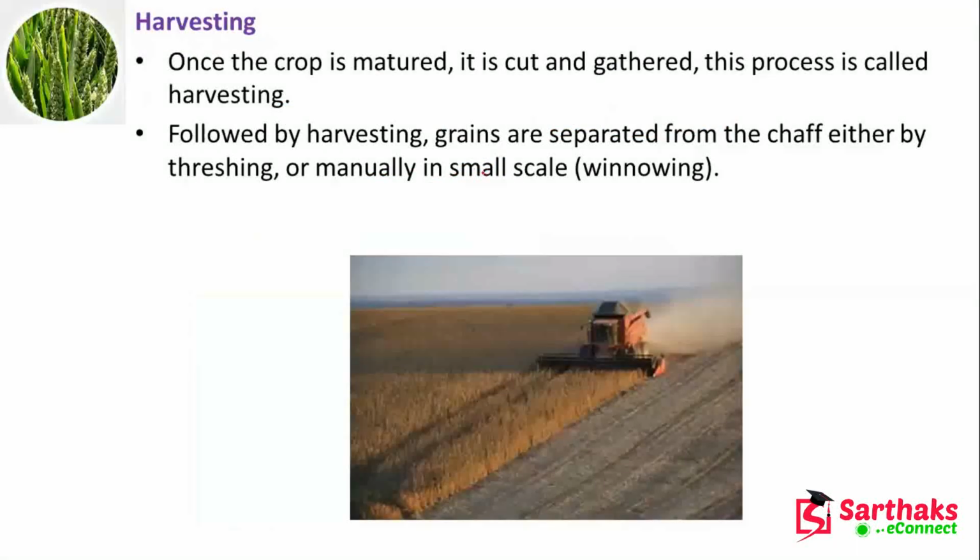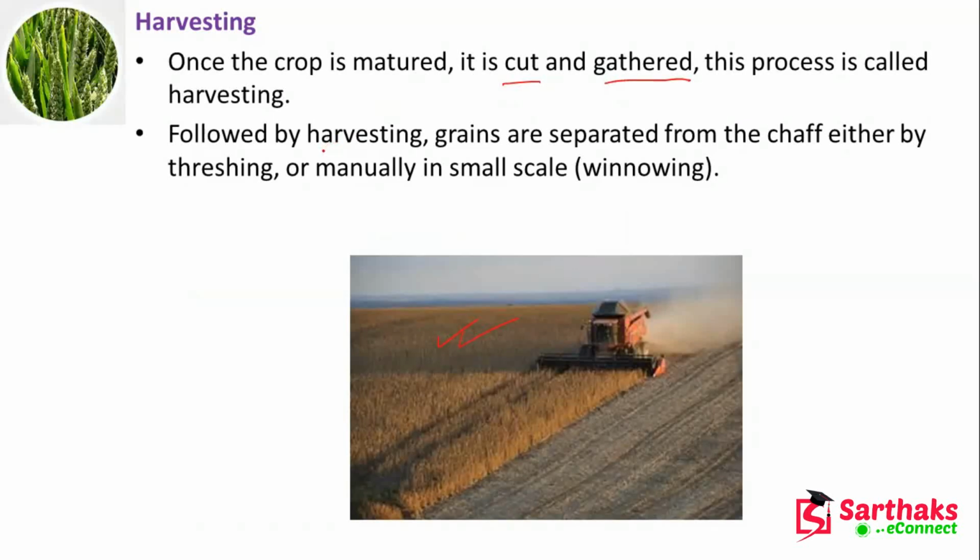Then the harvesting after weeding. Here, once the crop is matured, you can see that there were greenery fields. Whenever you are traveling by train, you can see green fields. But in a particular season, you can see some brown fields, right? At that time, you can see that these crops are matured enough. Now, what is the job? We have to cut it and gather it, and this process is called harvesting.